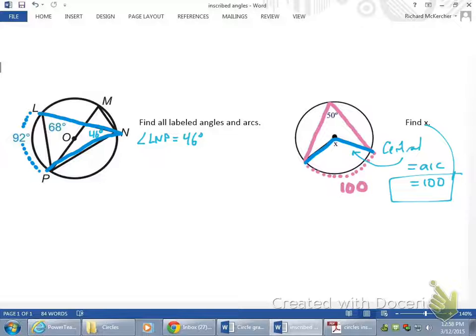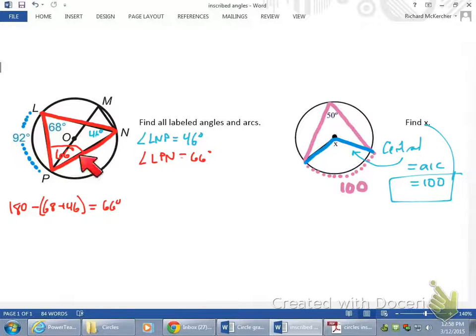Go find something else. Okay, this time I'm going to focus on this triangle. We know our triangle angle sum rule. I know 2 out of my 3 angles in a triangle, so that means if I add up 68 and 46 together, and then subtract that from 180, I'll get this third angle down here, which in this case is 66. Now notice where 66 is though. It's the whole angle. It's not those two little pieces. It's the whole angle there.